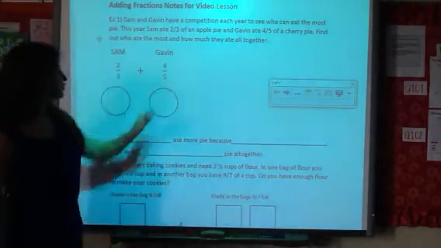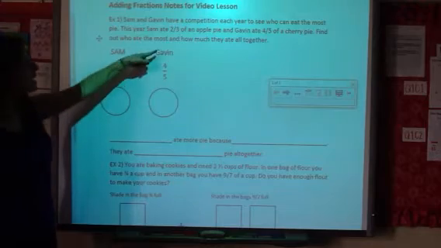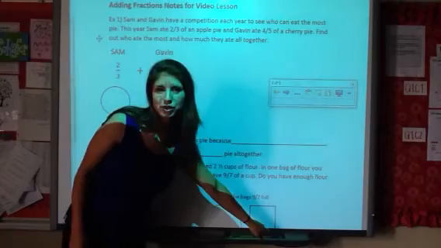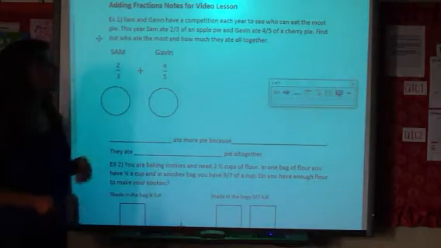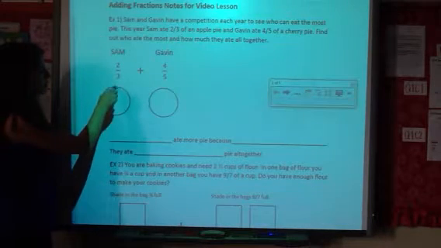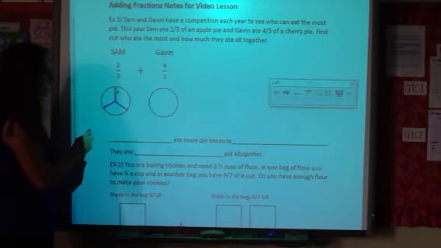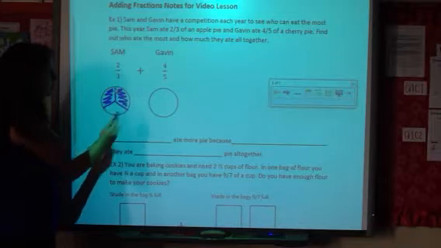So, I've given you two circles here to represent pie, and Sam ate 2/3 and Gavin had 4/5. Those of you who are visual learners, I'm going to visually represent those two fractions of pie. So 2/3 of pie, I'm going to break this into thirds, and a peace sign is a real easy way to break it into thirds. And he ate 2 of the thirds, so 1 and then 2.